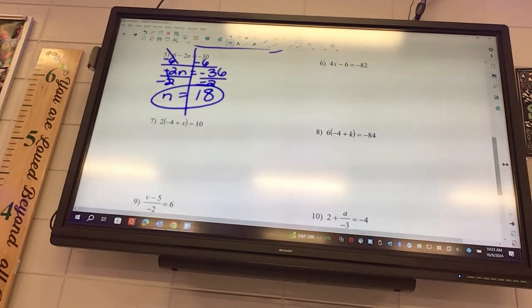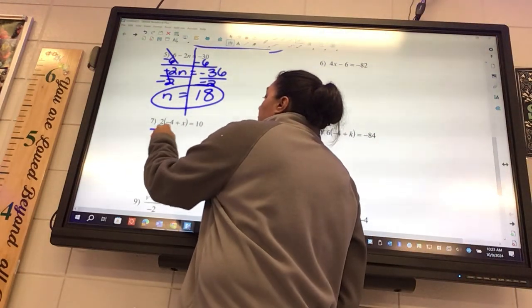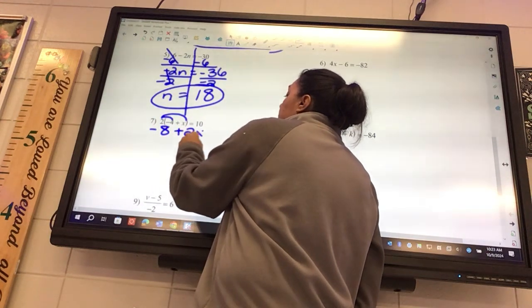Okay, 7. What do we see on 7? Parentheses, so that means times. So 2 times negative 4. 2 times negative 4 is negative 8. 2 times x is 2x.